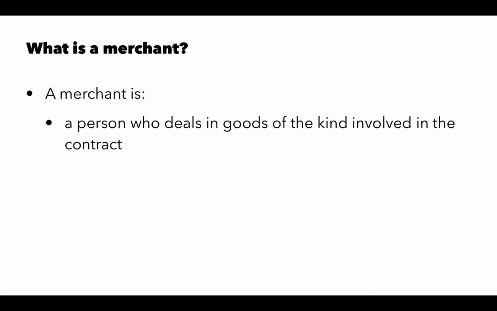What is a merchant? Now, the UCC applies sometimes special standards to merchants. So, what is a merchant? Who is a merchant? A merchant is a person who deals in goods of the kind involved in the contract. So, a company that sells bookcases is a merchant for bookcases. An entity that deals in goods of the kind involved in the contract. So if I am buying bookcases for my library, then I can buy those from a bookcase seller, which would be considered a merchant.